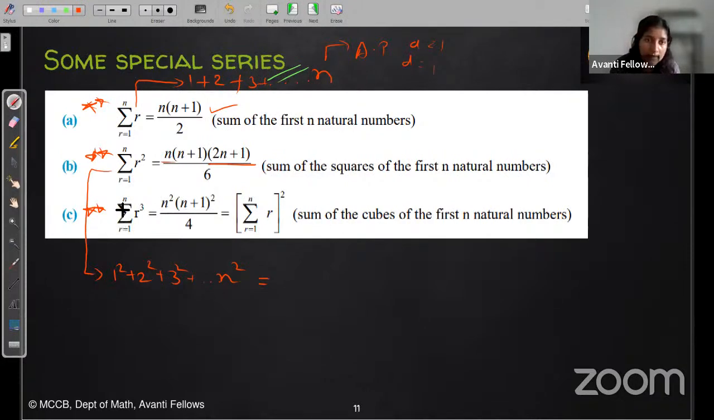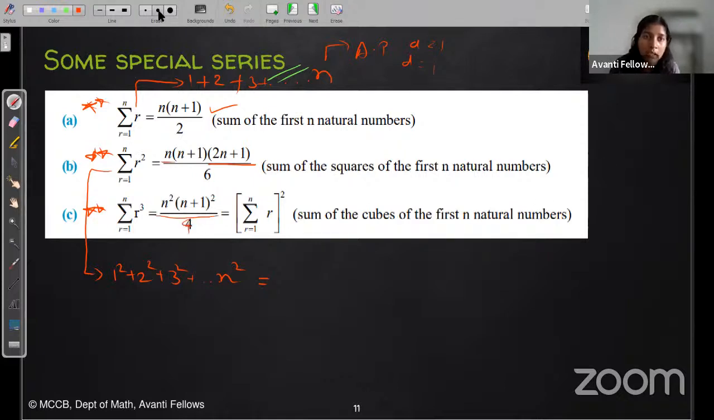Well, next is summation of r cube from r is equal to 1 to n. So this will be equal to n square into n plus 1 whole square divided by 4, okay? So the sum of the cubes of the first n natural numbers will be this.